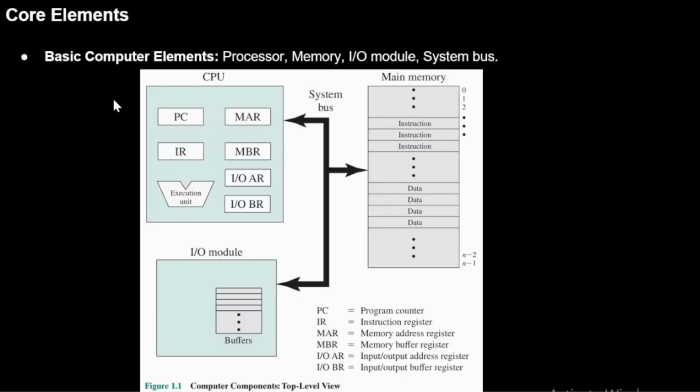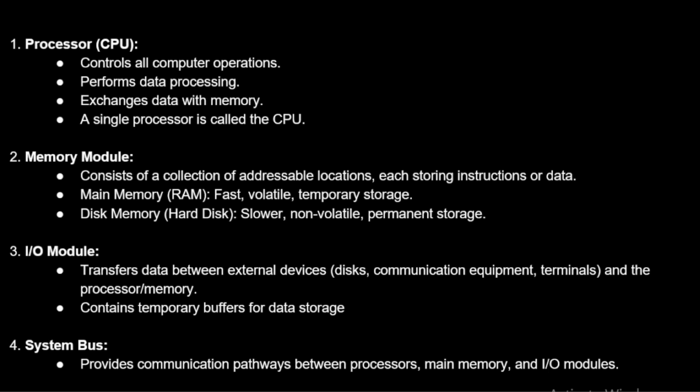The basic elements of a computer are the processor, that is the CPU, memory, I/O modules and system bus. These are arranged in this fashion. The processor mainly contains several registers, and the main task of the processor is to control all computer operations, perform data processing, and exchange data with the memory, right? We can think of the processor as the chef because it controls all the operations, performs the work and directs others. Okay.